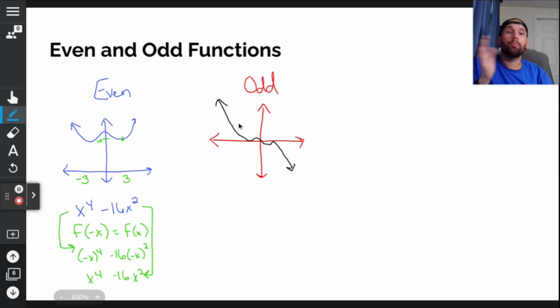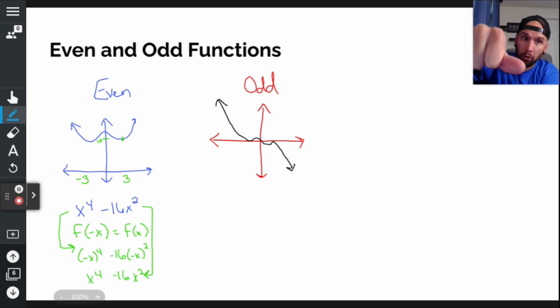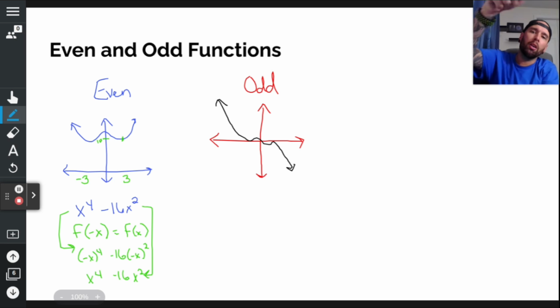Basically, what an odd function looks like is if I were to take this picture and spin it 180 degrees, do I get the same picture? If the answer is yes, yes. If I were to take this guy and spin it 180 degrees, I do get the same picture. Did I make a really nice looking picture? No, and I was nervous that that was going to happen, but, you know, it happened.